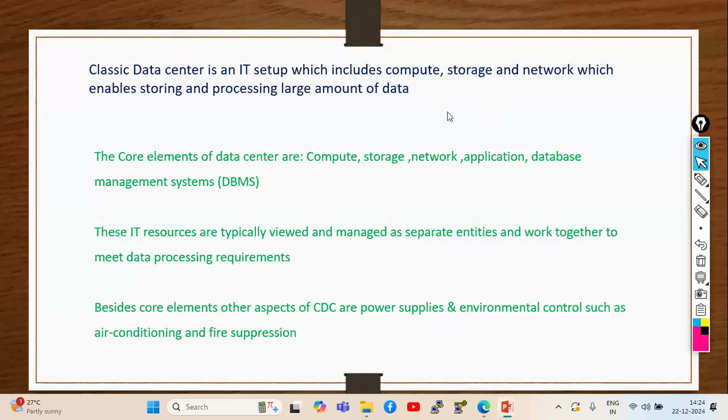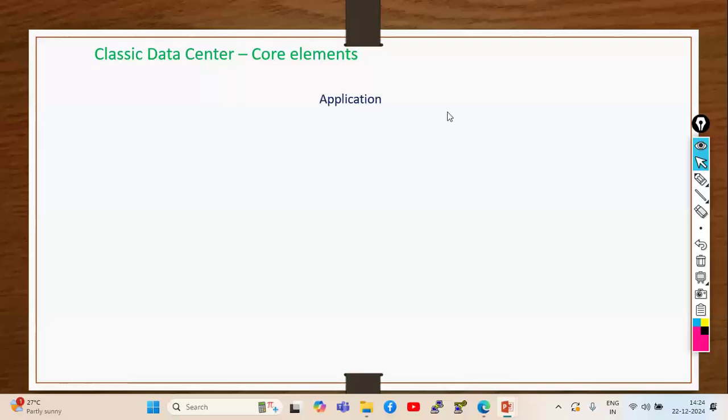So it's not just network devices. We need to have power. We need to take care of air conditioning. We need to take care of fire protection. So I'll just quickly run through the core elements.